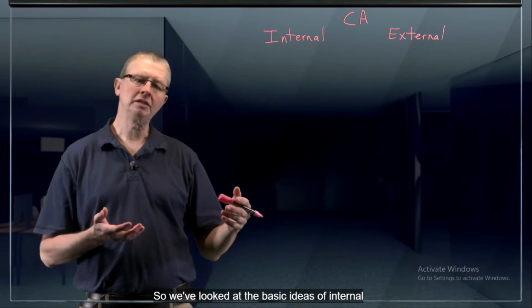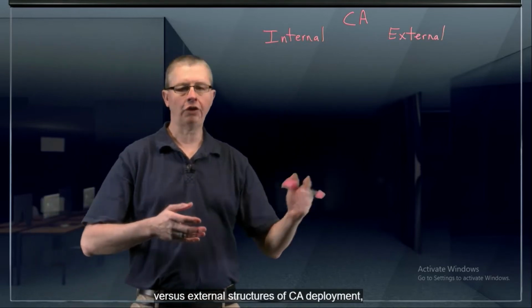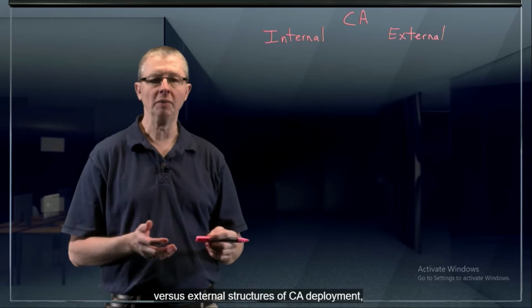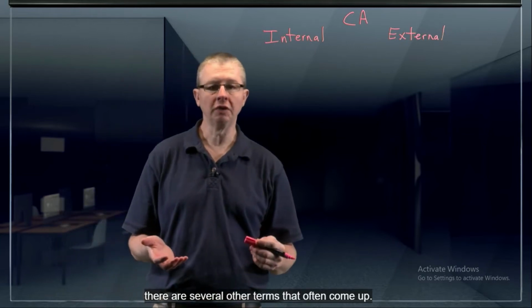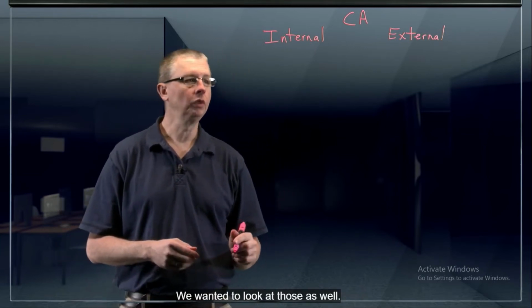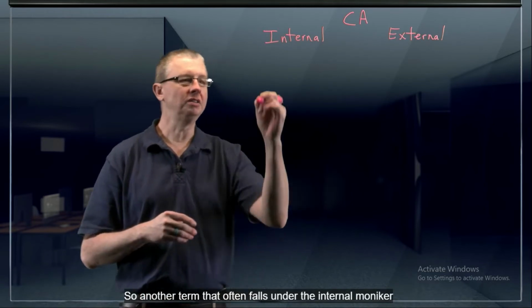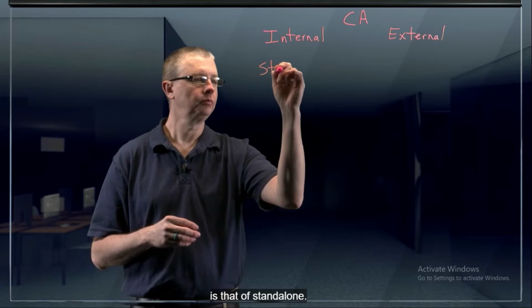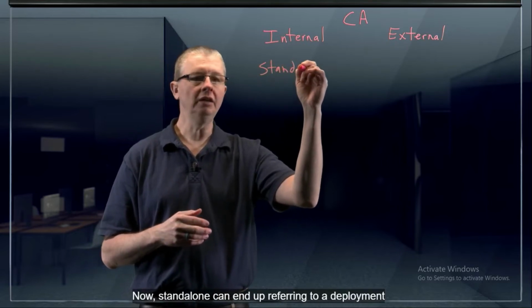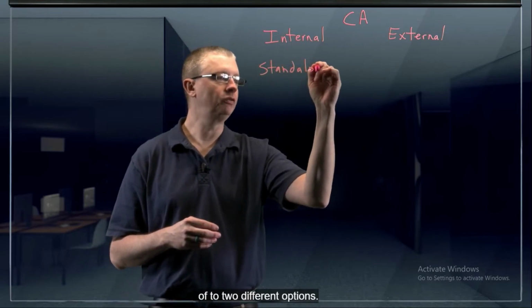So we've looked at the basic ideas of internal versus external structures of CA deployment, but there's several other terms that often come up. We wanted to look at those as well. So another term that often falls under the internal moniker is that of standalone. Now, standalone can end up referring to a deployment of two different options.